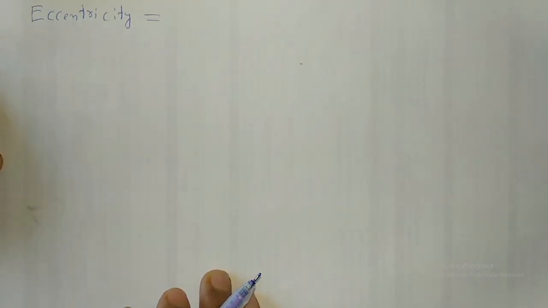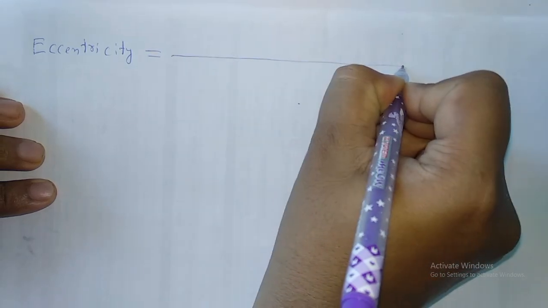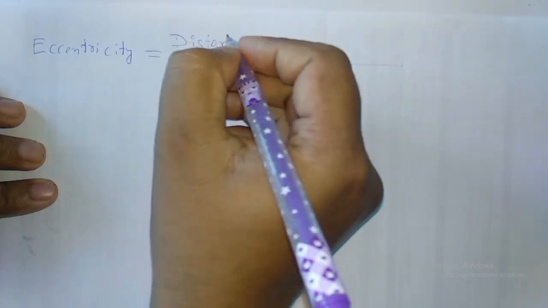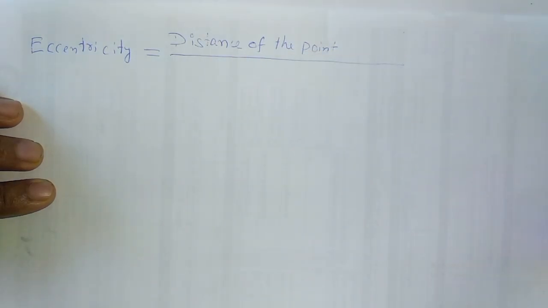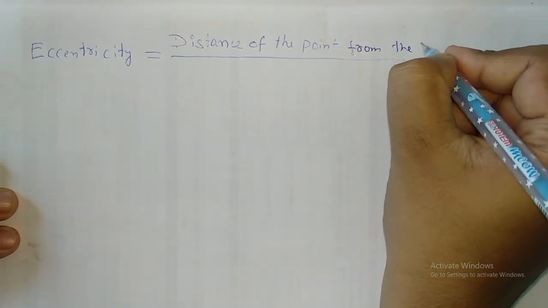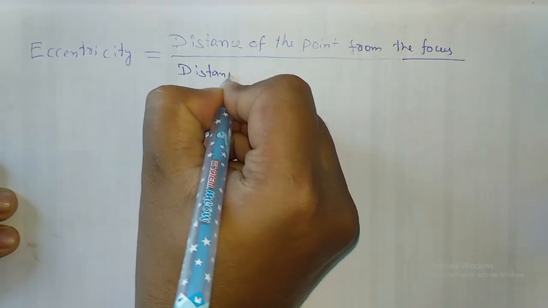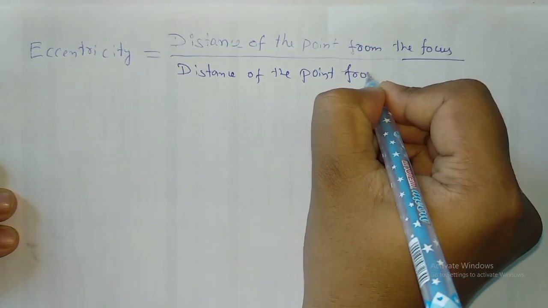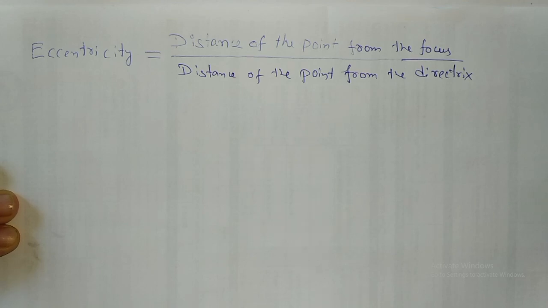Eccentricity is the ratio of the distance of the point from the focus divided by the distance of the point from the directrix. Okay, so this is eccentricity.